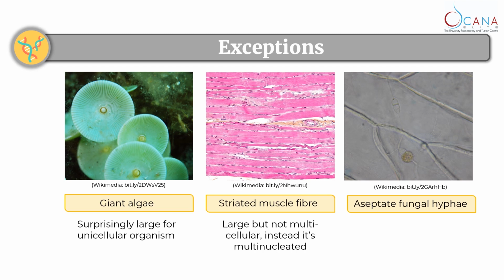The final example is aseptate fungal hyphae. It is similar to the last example in that it is also multinucleated, but no obvious separation can be found between said nuclei. This again challenges the idea that all organisms are made of cells.